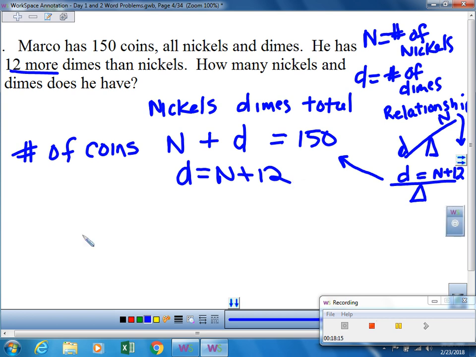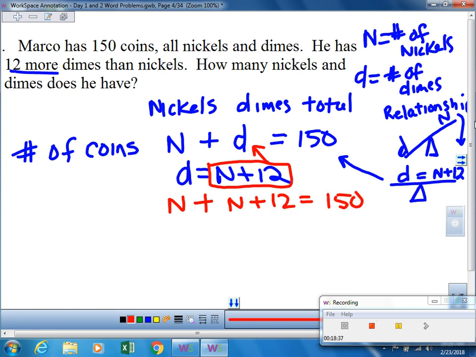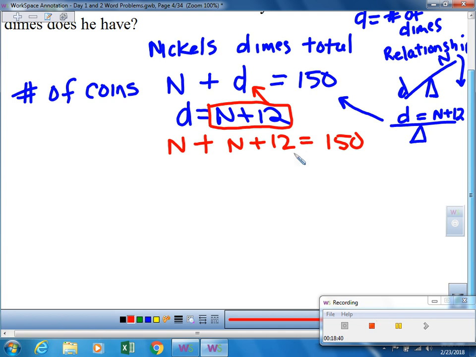So, what is this problem set up to be? Substitution. So I'm going to take this and I'm going to substitute it in for D. That's what D equals. So I have N plus, instead of D, what am I going to put? N plus 12 equals 150. So what's 1N plus 1N? 2N. 2N plus 12 equals 150.